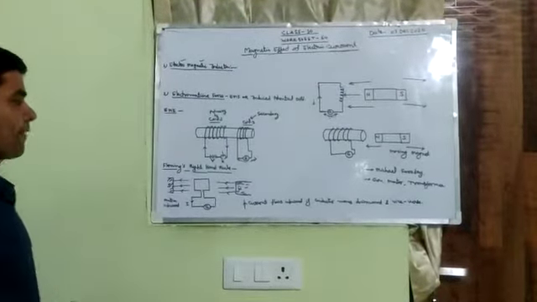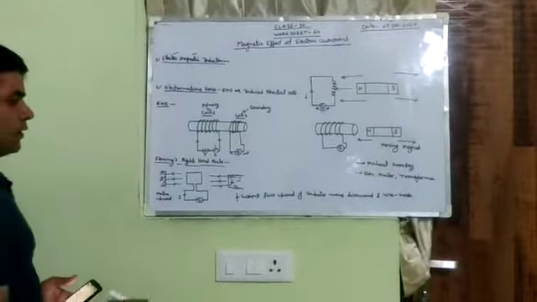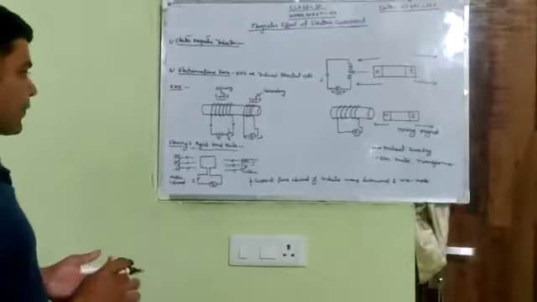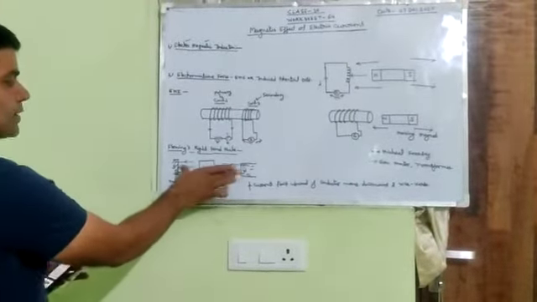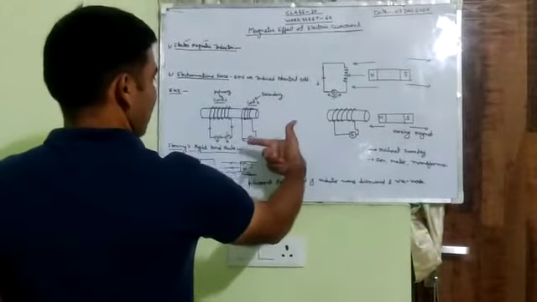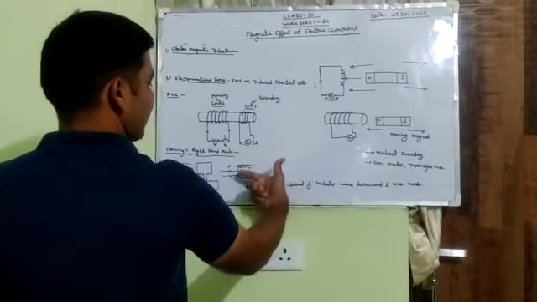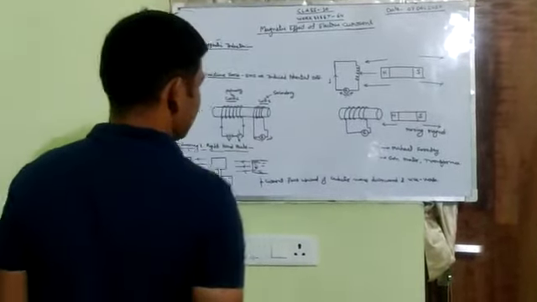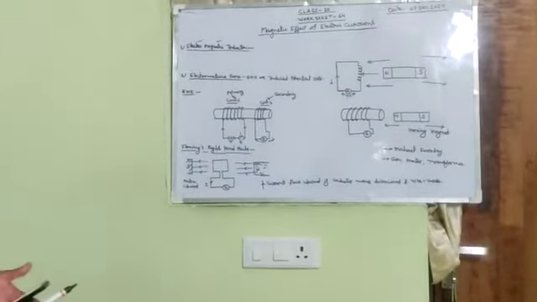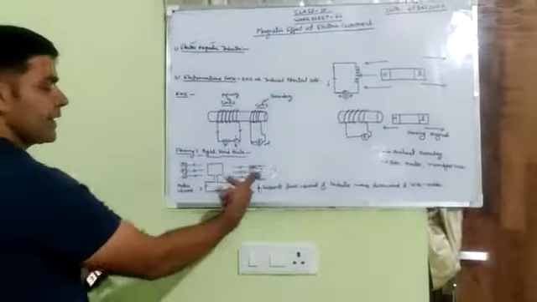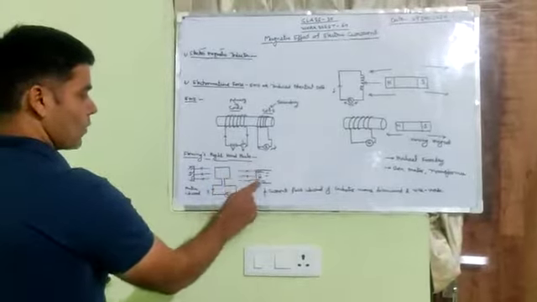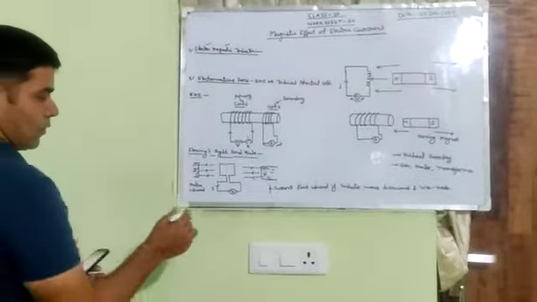Next we will see Fleming's right hand rule. What does Fleming's right hand rule state? It states that we take our right hand, and the forefinger will indicate the direction of the magnetic field. Here, this is the north pole of the magnet, this one is the south pole. So magnetic lines of force go from north to south, coming out from the north pole and entering the south pole.